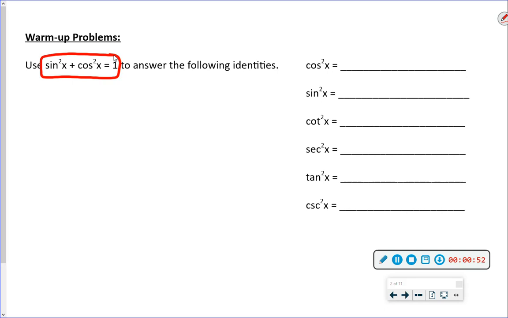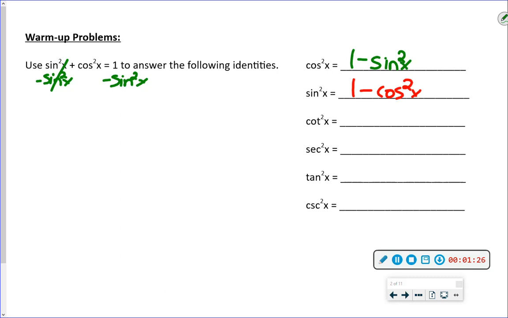Easy enough to get sine squared alone. You could subtract cosine squared from each side. So I'm going to fill it in over here. I've got sine squared as 1 minus cosine squared. I could do the same thing and get cosine squared by itself, so I'm going to erase all this red and get it out of the way. If I want to get cosine squared by itself, I subtract sine squared. So that's easy enough, I can do that in my head almost. Cosine squared is 1 minus sine squared. So those, of course, are the obvious easy ones.